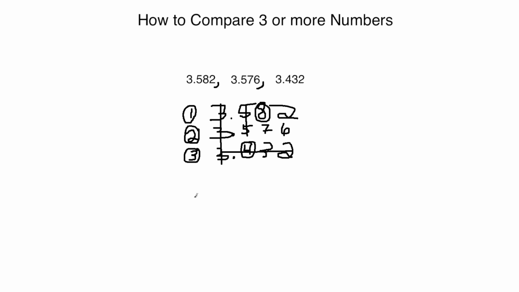Then you have to go down on your paper and rewrite it from left to right as they asked for. 3 and 582 thousandths, comma, then the second one, which is 3 and 576 thousandths. And then we have the last one, which is the least, the third one, which is 3 and 432 thousandths. And that's how you compare 3 or more numbers from greatest to least.